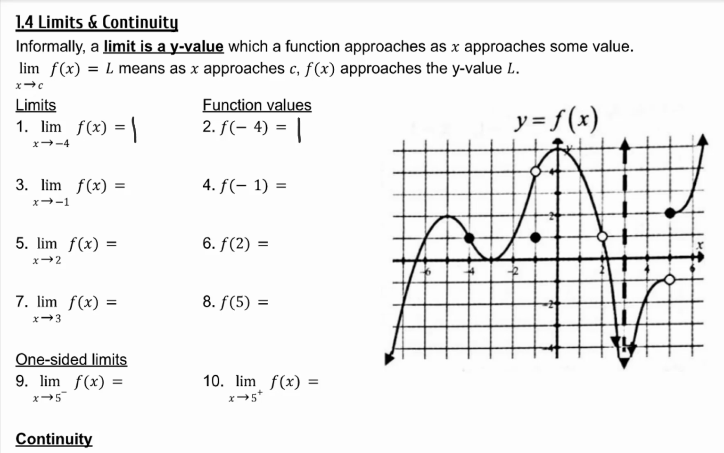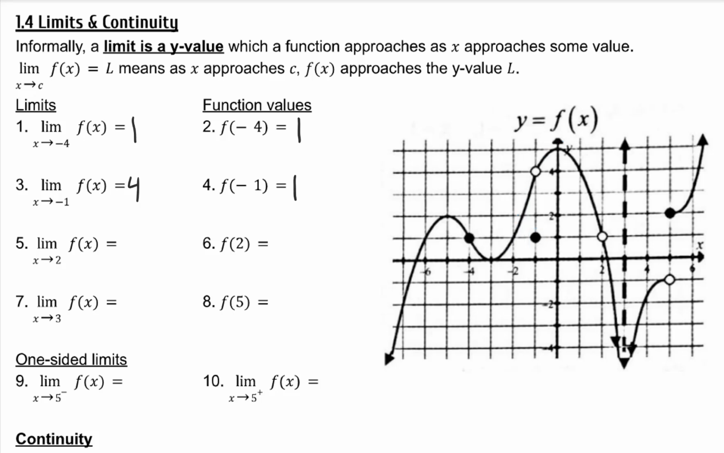The limit of f of x as x approaches -1, so we're looking from the left and the right as x approaches -1, what are the y values approaching? This is a y value, but it is not what we're approaching. The actual graph from the left and the right is approaching the y value of 4. Now f of -1 is the y value at -1, and that is 1.